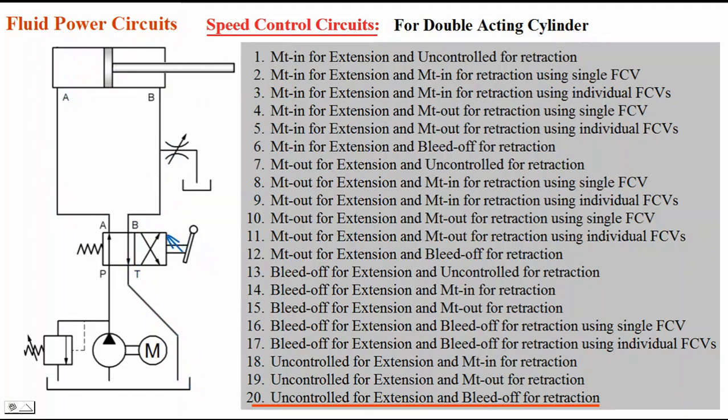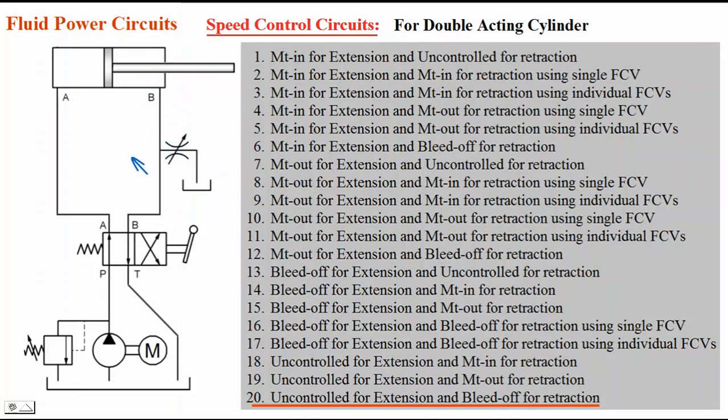For retraction, I will keep the lever in the other position. P to B, A to T connection is made. Oil from the pump flows to the B port here, and part of that flow is taken back to tank through this flow control valve. Only the remaining part of the flow is going into the cylinder. So that's why it is bleed off for retraction.